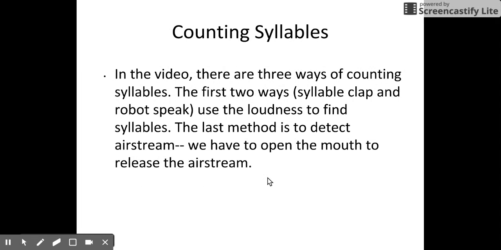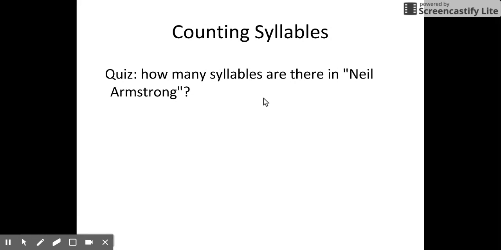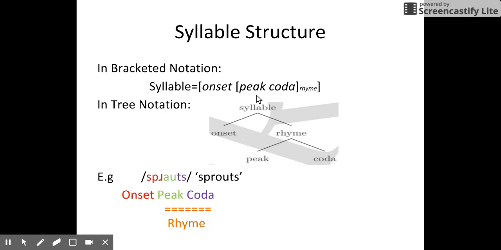vowels and then syllables. Okay, so in the video there are three ways of counting syllables. The first two ways, syllable clap and robot speak, use the loudness to find syllables. And the last method is to detect airstream, because when we try to produce a vowel, a lot of airstream will come out from your mouth, and then you have to open your mouth, right? And so let's try together. How many syllables are there in Neil Armstrong? So I have to open my mouth 3 times for three syllables.